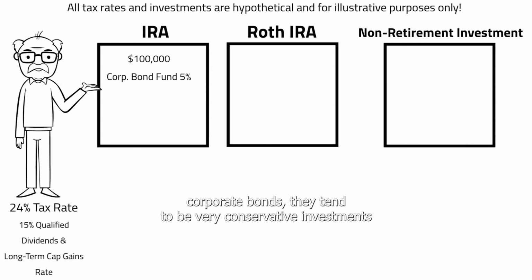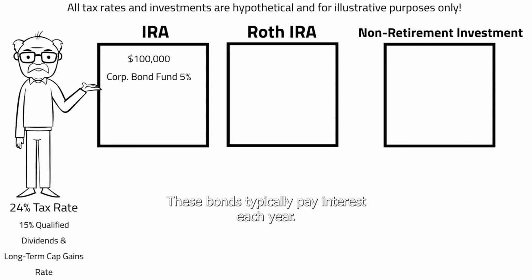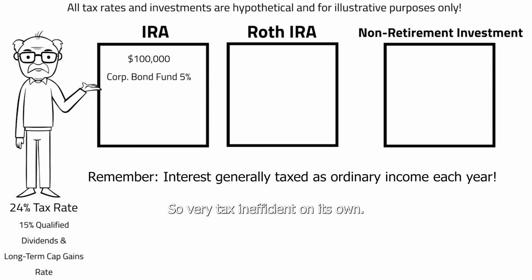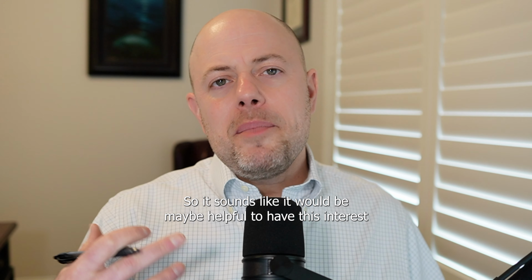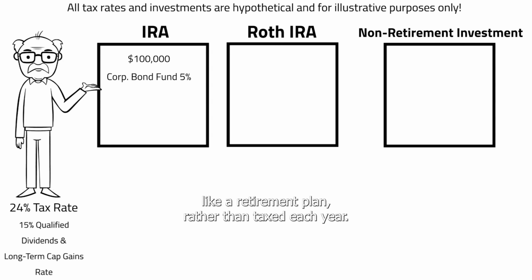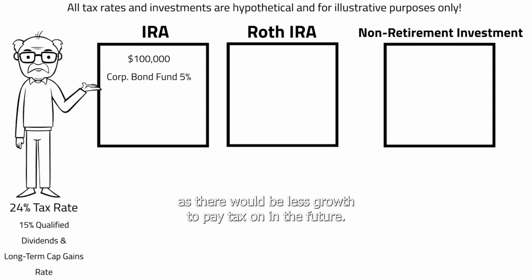Corporate bonds tend to be very conservative investments with somewhat lower expected long-term returns over time versus stocks. These bonds typically pay interest each year, and interest, as we just noted, is taxed as ordinary income each year. So very tax inefficient on its own. So it sounds like it would be helpful to have this interest received inside a tax-deferred wrapper like a retirement plan rather than taxed each year. And since the expected returns are relatively low, let's have them owned in Jerry's traditional IRA, as there would be less growth to pay tax on in the future.